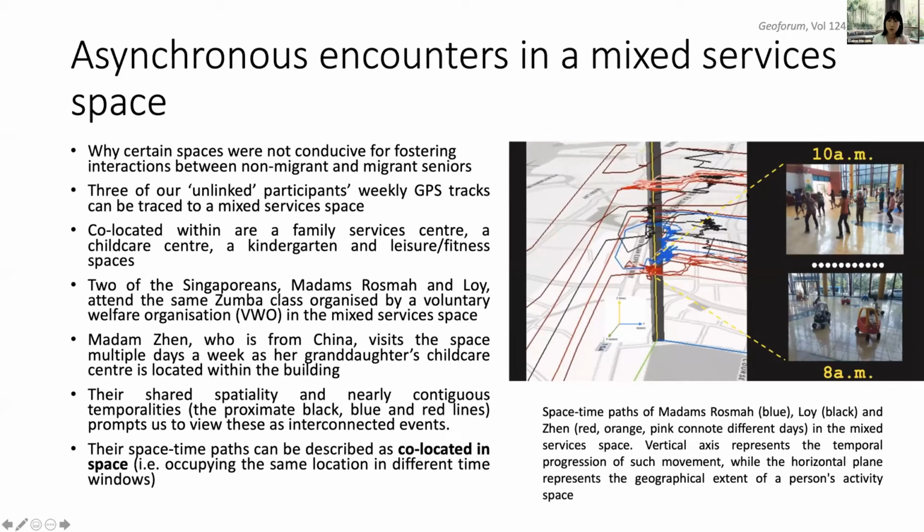And here we notice from 3 of our participants' GPS tracks that they all use the same mixed services space, which contains a family service center, a childcare center, a kindergarten, and leisure or fitness spaces. So the Singaporeans in our study, Madams Rosma and Loy, attend the same Zumba class, which is organized by a voluntary welfare organization. Madam Chen, who is from China, visits the space as well, in fact multiple times a week, because she brings her grandchild to the childcare center there. So from the space-time map, we observe that they share a space and they have nearly contiguous temporalities, but they do not actually interact with one another in this space.